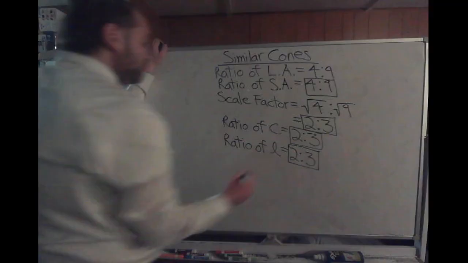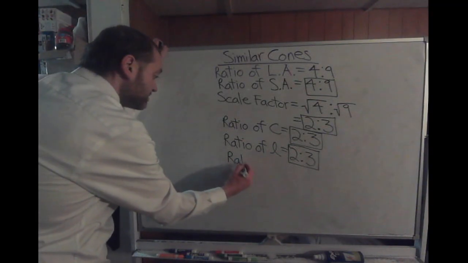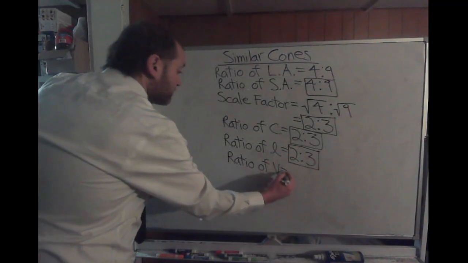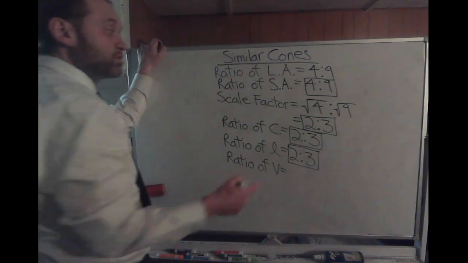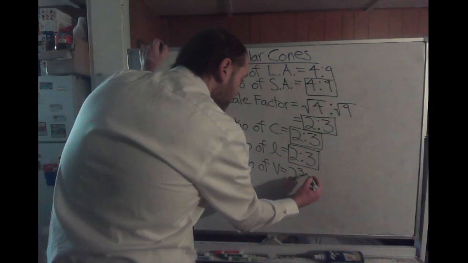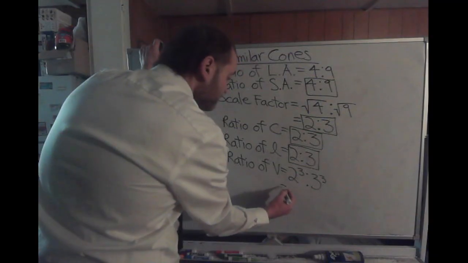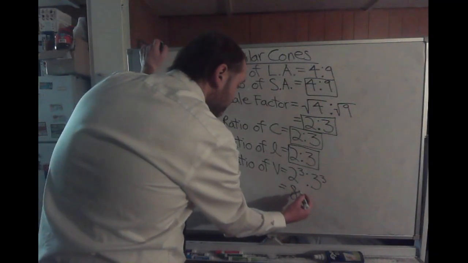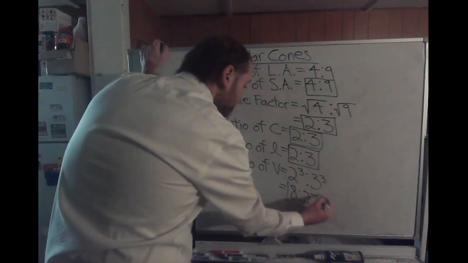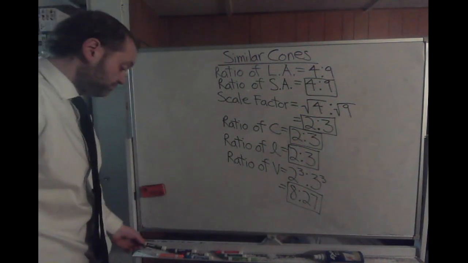And then, last but not least, let's find the ratio of the volumes. The ratio of the volumes, of course, is each part of the scale factor raised to the third power. So you would take 2 and raise that to the third power, to 3 and raise that to the third power, which would simplify into 8 to 27. So the ratio of the volumes of these two cones would be 8 to 27.